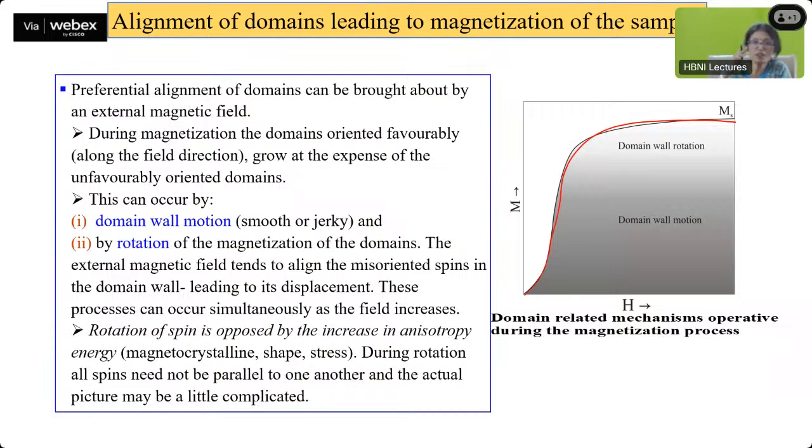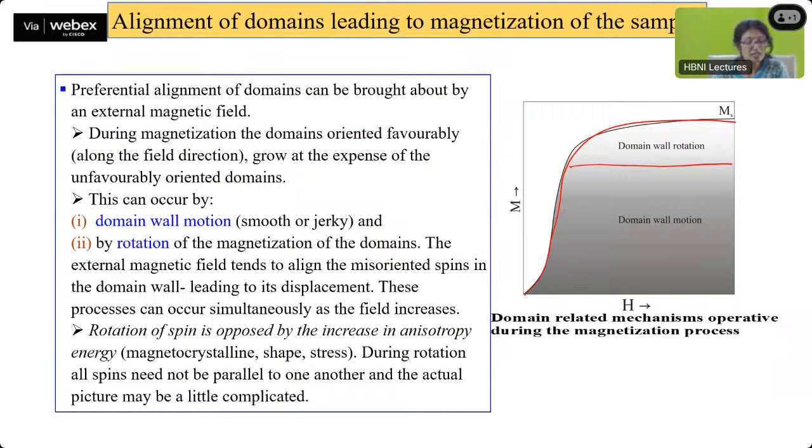This can occur by two different methods. One is the domain wall motion and another is by the rotation of the magnetization of the domains. So these are two different methods by which it happens. The largest improvement in the magnetization happens with the domain wall motion. The external magnetic field tends to align the misoriented spins in the domain wall, leading to its displacement. Whereas when all the domain wall motion has taken place, then the entire domain rotation takes place. In this case, when the rotation occurs, the increase in magnetization value is not really much. So the maximum increase in the magnetization happens with the wall motion.